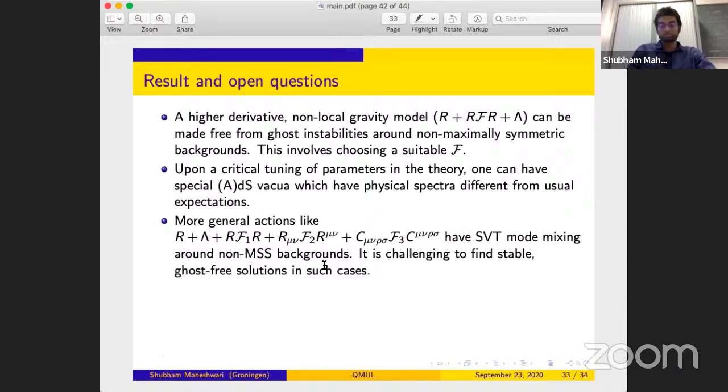So this brings me to the end, where you can have a high derivative non-local gravity model which has a non-local R squared piece.